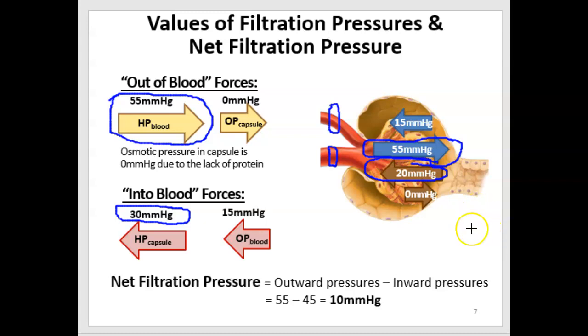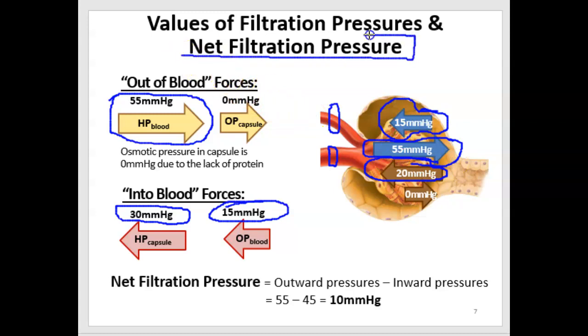Now, there's also some pressure that's exerted by the fluid that builds up in the capsular space, and that's about 15 millimeters of mercury. So we can calculate the net pressure for filtration by adding up the positive forces that cause filtration into the capsular space and subtracting the forces that cause fluid to stay in the blood.